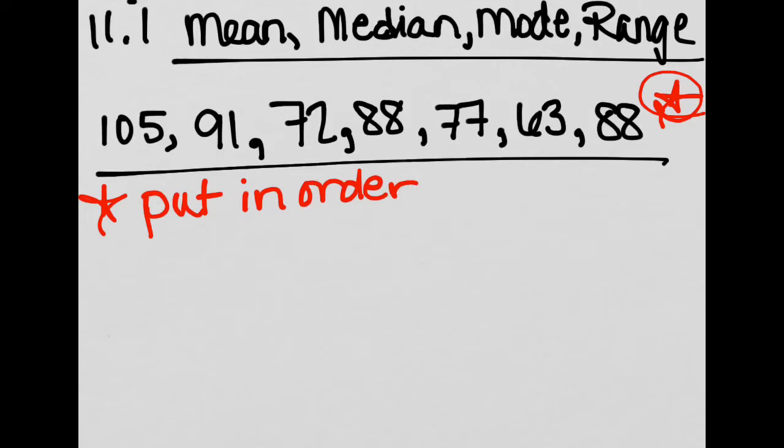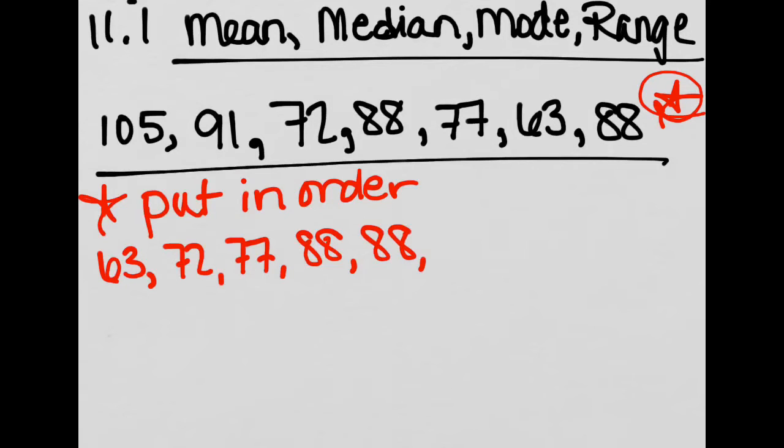So if I were to do that, I'd get 63, 72, 77, 88, another 88, 91, and 105. And I want to double check and make sure that I have all of them. I have up here 1, 2, 3, 4, 5, 6, 7 scores. And so down at the bottom, I should also have 7 scores, which I do.